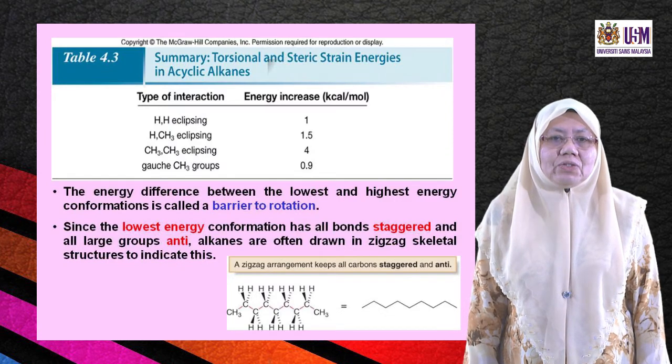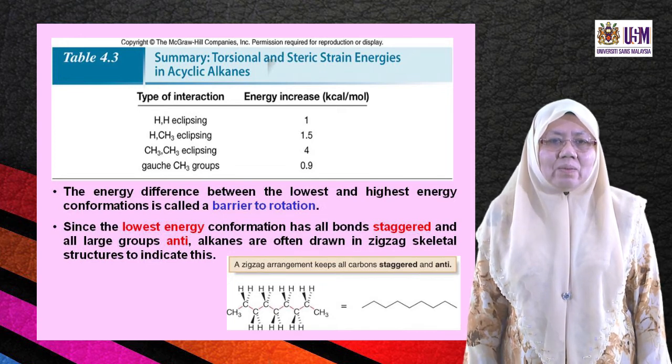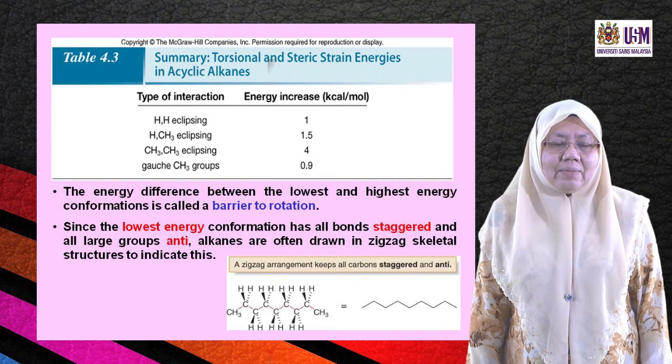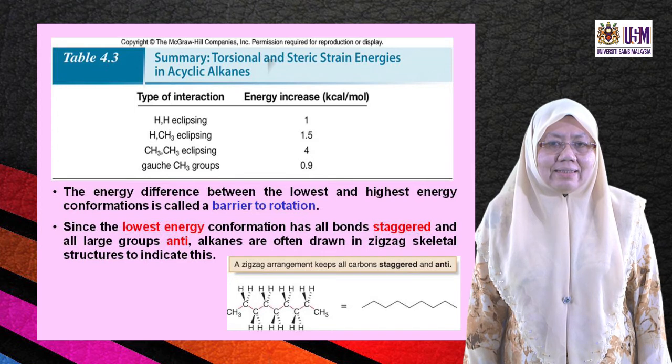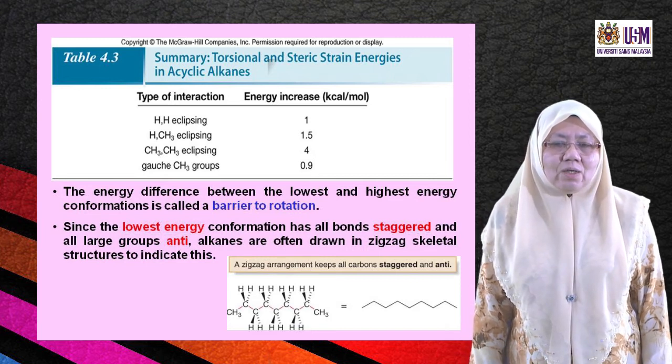Table 4.3 shows a summary of torsional and steric strain energies in acyclic alkanes. We look at the type of interaction. Hydrogen-hydrogen eclipsing has energy of 1 kilocalorie per mole. Hydrogen-methyl eclipsing has 1.5 kilocalories per mole. Methyl-methyl eclipsing interaction has an energy of 4 kilocalories per mole, and the gauche CH3 groups is 0.9 kilocalories per mole.